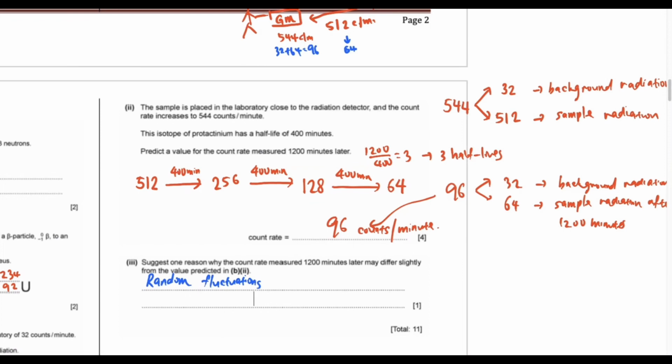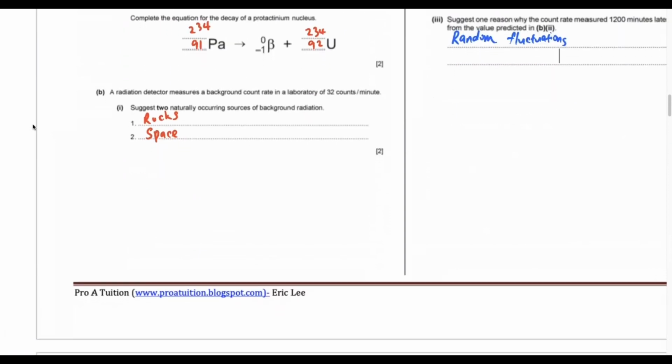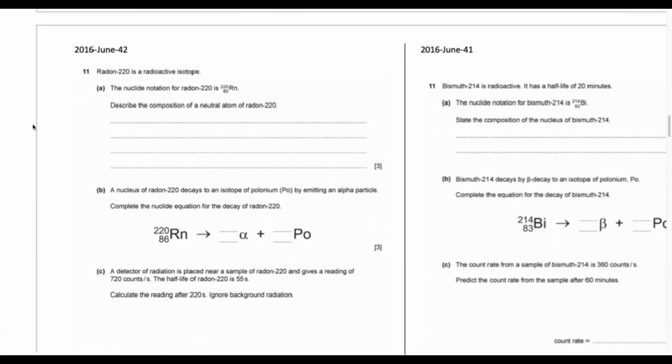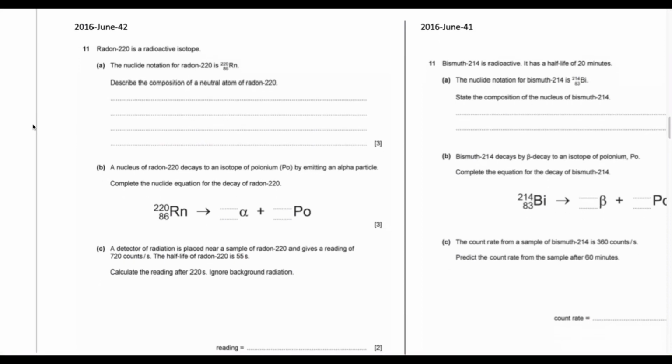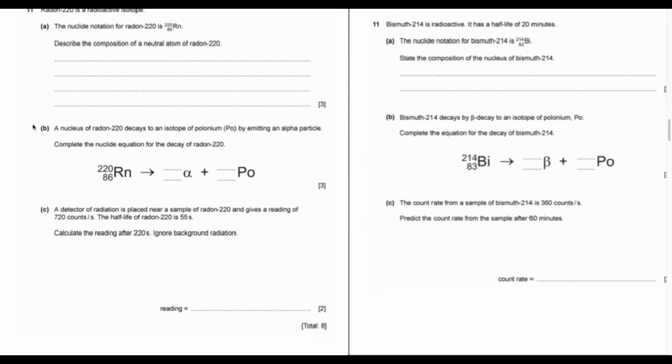Okay, so let's look at another question. Sometimes the question has no background reading and it becomes easier. Like here, see, ignore background radiation. Okay, that will be good news. If you see ignore background radiation, that will be much easier.